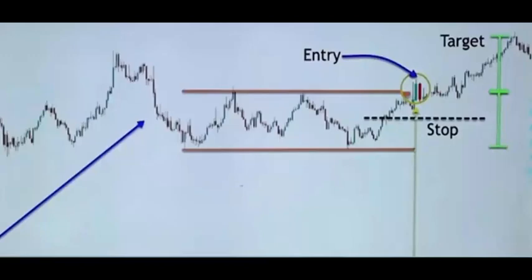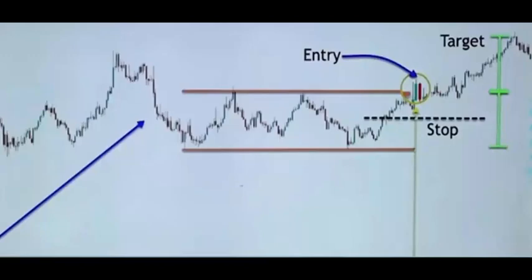Step 2, set your entry point. Once the breakout occurs, you need to set your entry point. You can set your entry point at the breakout point or wait for a pullback to the support level before entering the trade. If you choose to wait for a pullback, make sure that the price does not break below the support level, as this would invalidate the pattern.